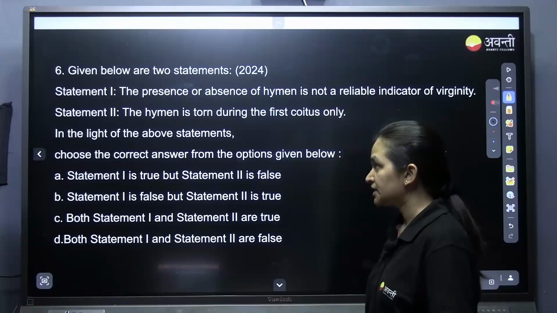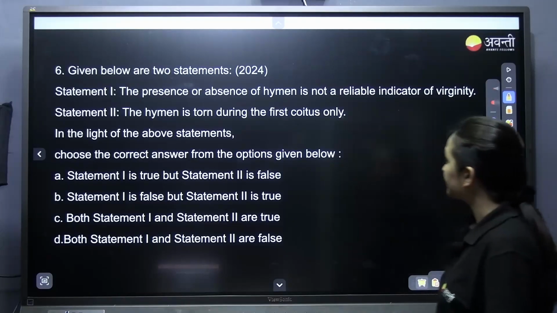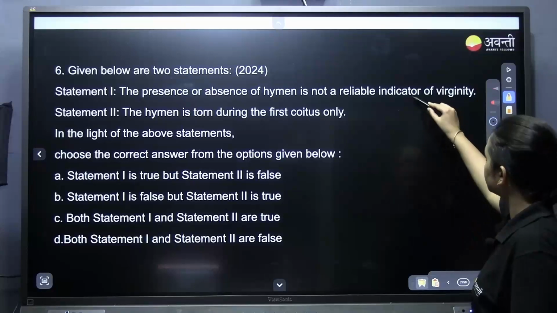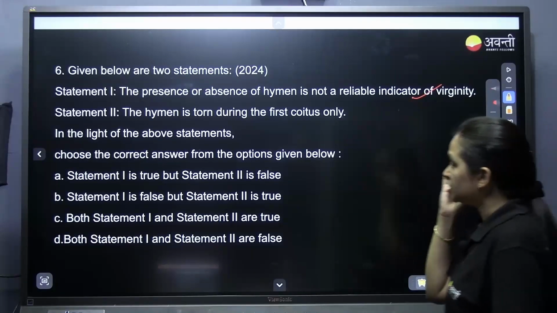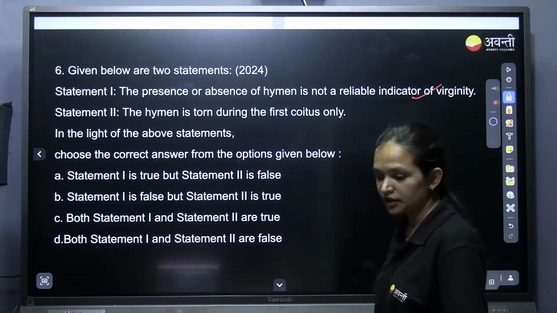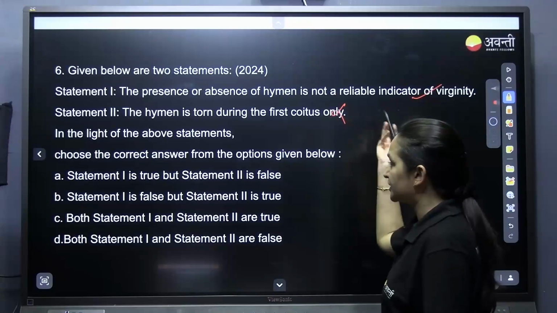Given below are two statements. The presence or absence of hymen is not a reliable indicator of virginity. True? The hymen is torn during the first coitus only. Is it the correct answer? No. Very good, Kiran. So this is not the correct statement.